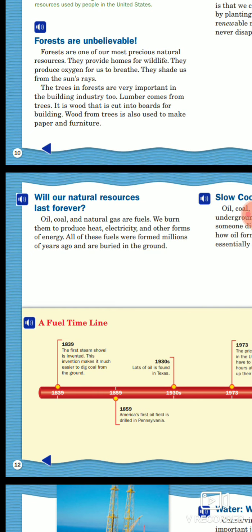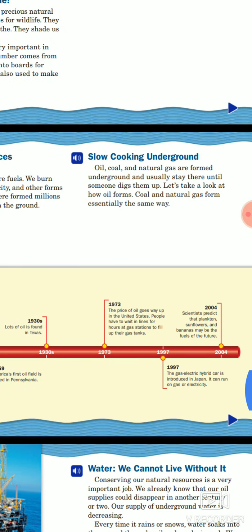Will our natural resources last forever? Oil, coal, and natural gas are fuels. We burn them to produce heat, electricity, and other forms of energy. All of these fuels formed millions of years ago and are buried in the ground. Slow cooking underground. Oil, coal, and natural gas are formed underground and usually stay there until someone digs them up.